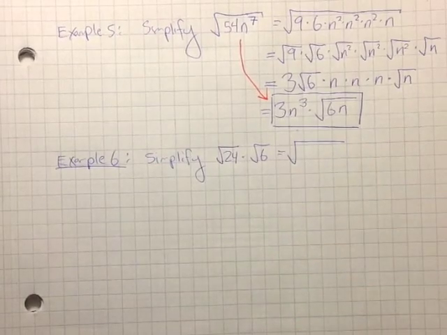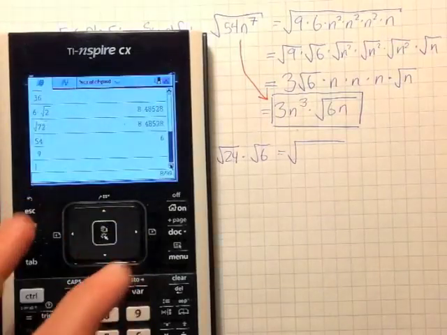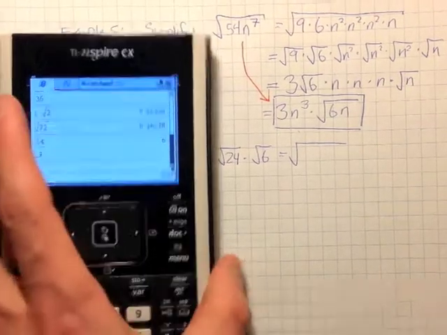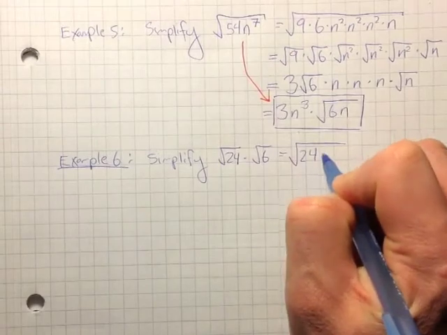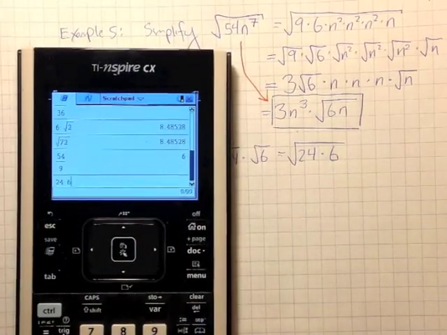But Mr. Wilsey, isn't that the opposite of what we want to do? Yes, but it might help in this case. Watch. Square root of 24 times 6. So we just bring them under one house. What is 24 times 6?